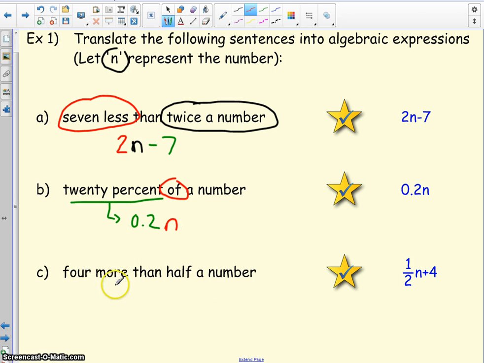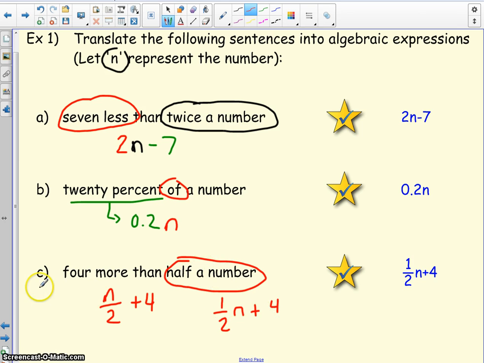Okay, and for C, we have 4 more than half a number. Well, half a number is either taking that number n and dividing it by 2, or multiplying it by a half like you have here. So you have half a number and 4 more than that, so it's n over 2 plus 4, or you can simply write it as half n plus 4. Two ways of approaching that one. These mean the exact same thing.